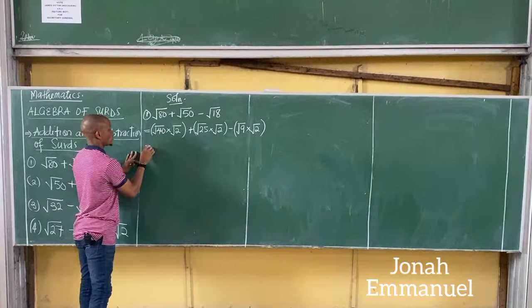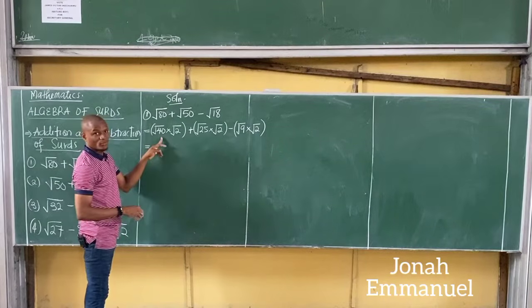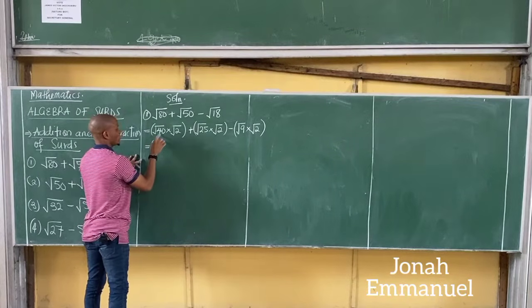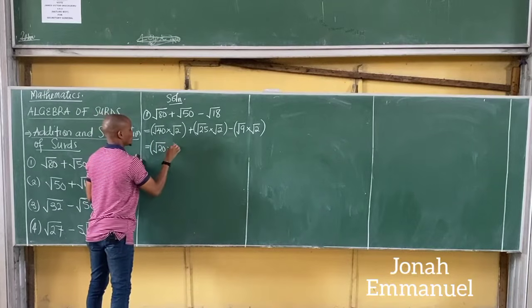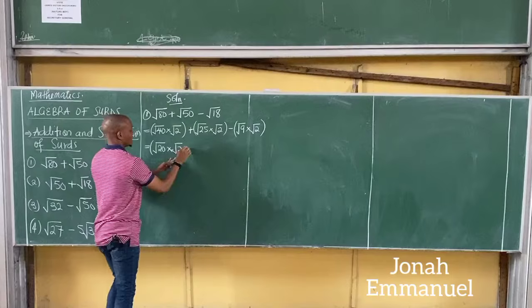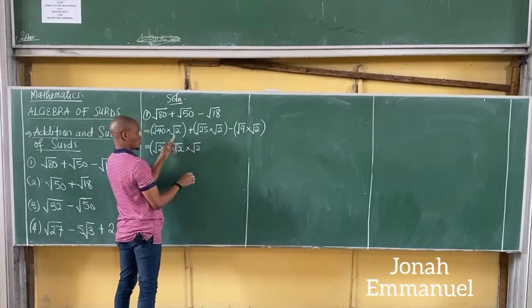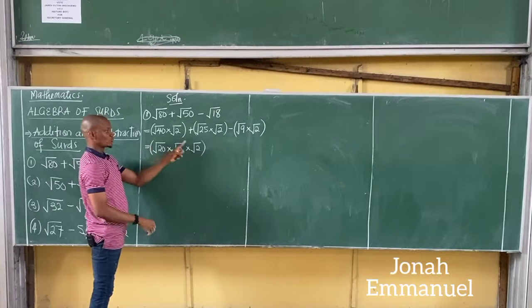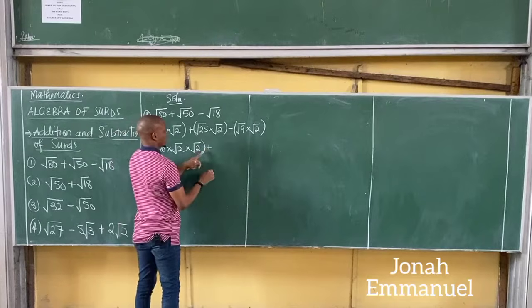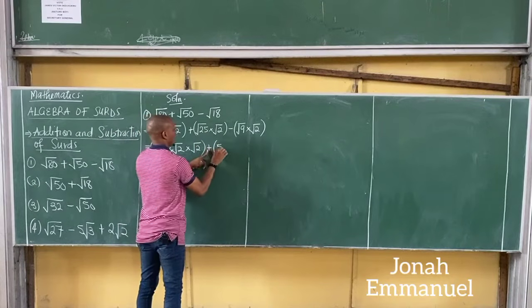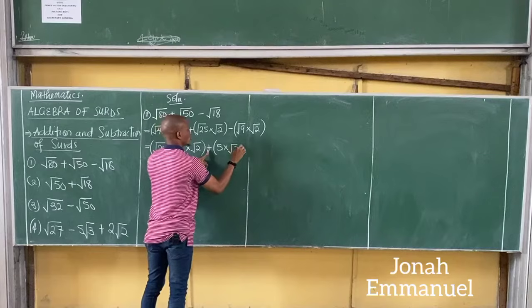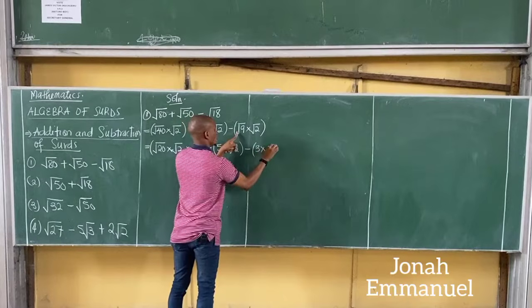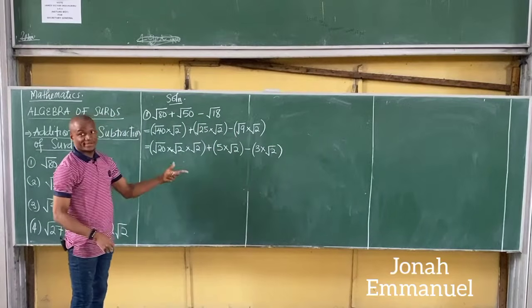What is this now equal to? Root 40 can be broken down. What's root 40 then? Root 20 times root 2. So 20 times 2 gives you 40. Times 3 root 2. Alright, root 40 is this one here, times root 2 is this one here. Plus, next up, this now gives you 5 times root 2. Minus 3 times root 2. Observe why I use my bracket here.